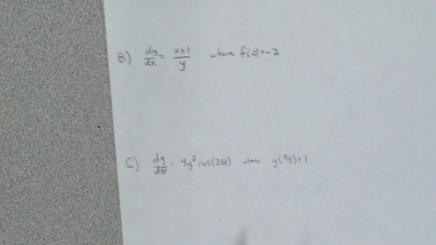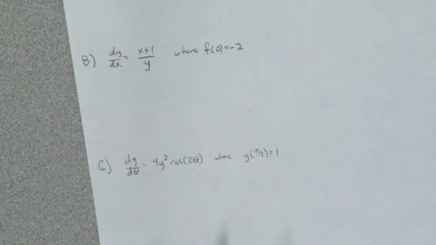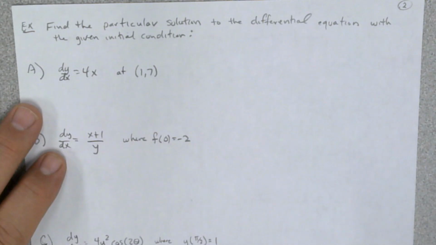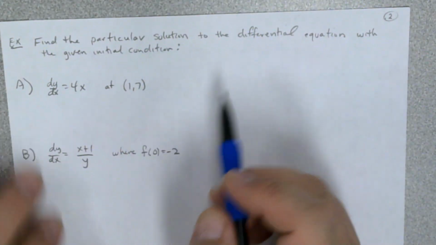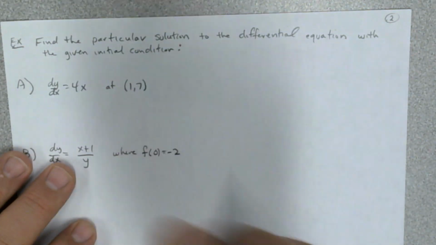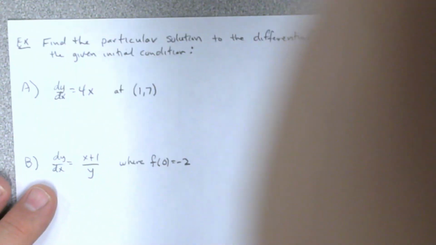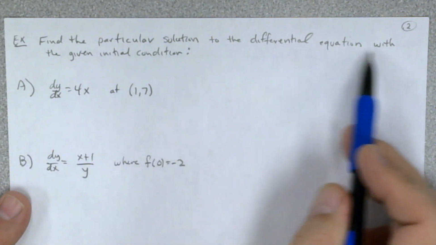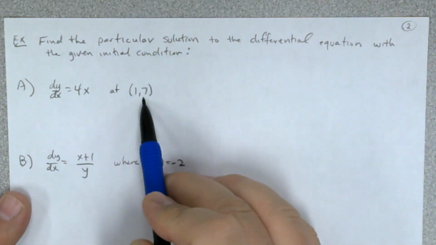So here are some more examples that I have for you right here. I got 3 examples here. This is the first one here with this particular solution right here. Let me move this just a bit so I can go back up here. All right, find the particular solution of the differential equation with the given condition. The condition is the point 1, 7.